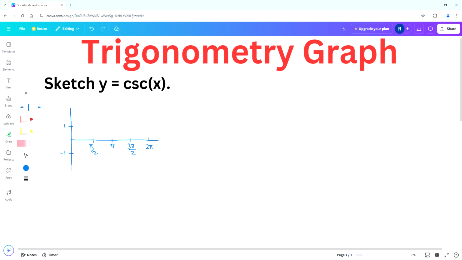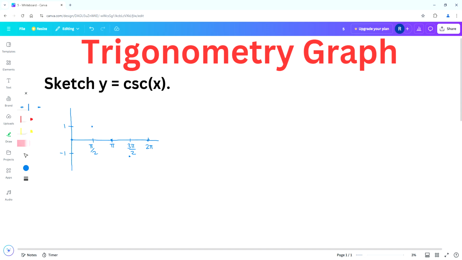Now we can plot the points. The first point is at the origin. At pi over 2, sin x is equal to 1. At pi, sin x is equal to 0. At 3 pi over 2, sin x is -1. At 2 pi, sin x is equal to 0.